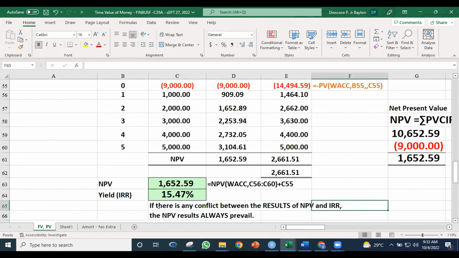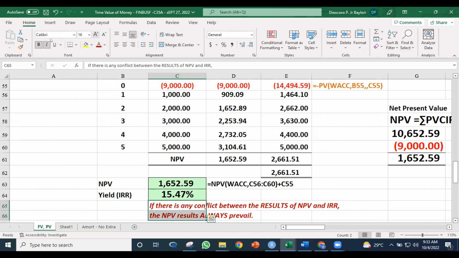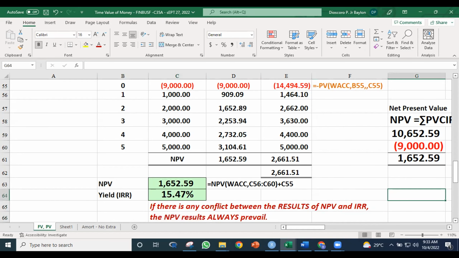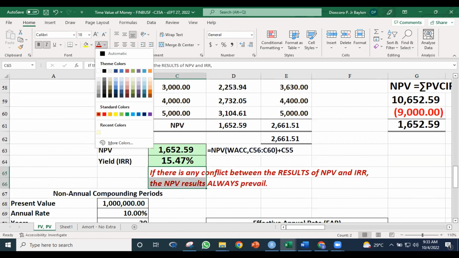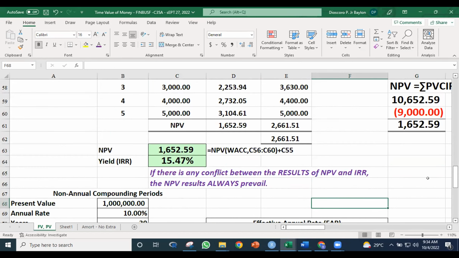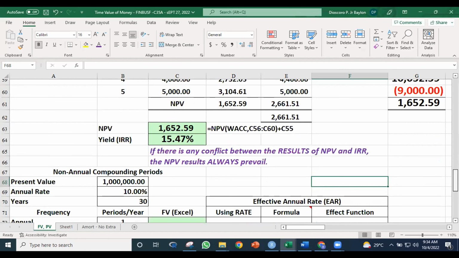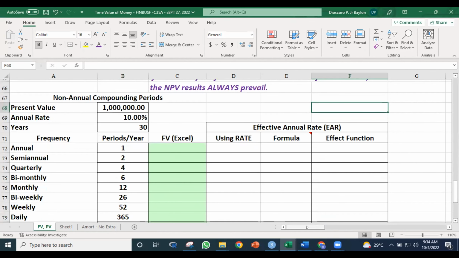Okay, so just remember this. If there's any conflict between the results of your NPV and your IRR, it is always the NPV results that prevail. Why is that so? I will not go into the theoretical explanation so much, but suffice it to say that the NPV is a more theoretically sound approach to problems like this. Okay. All right. So let's move on.